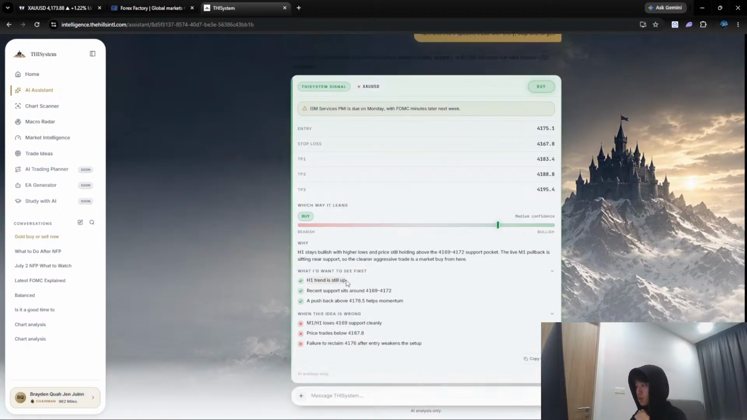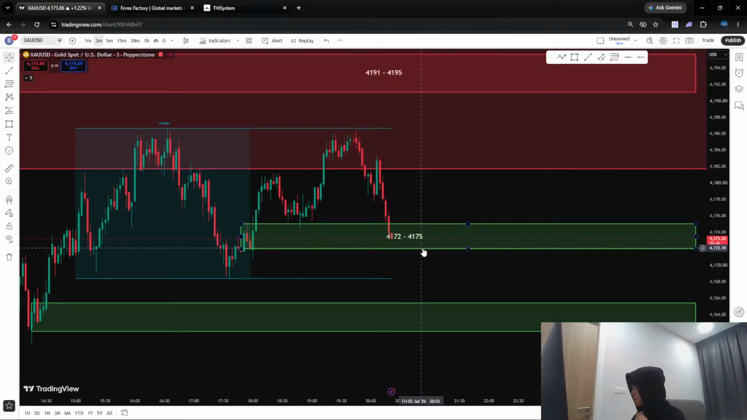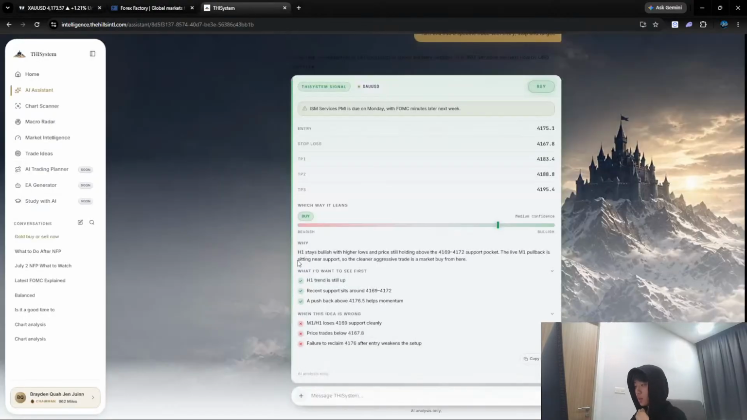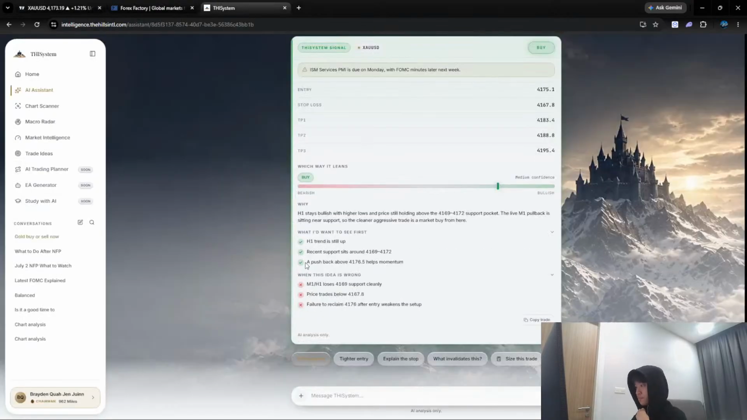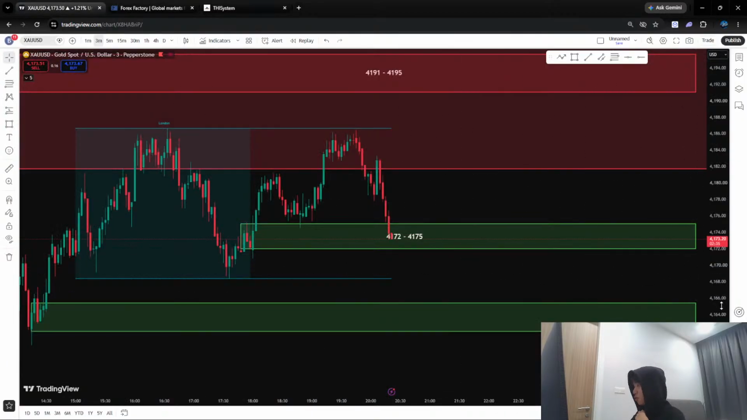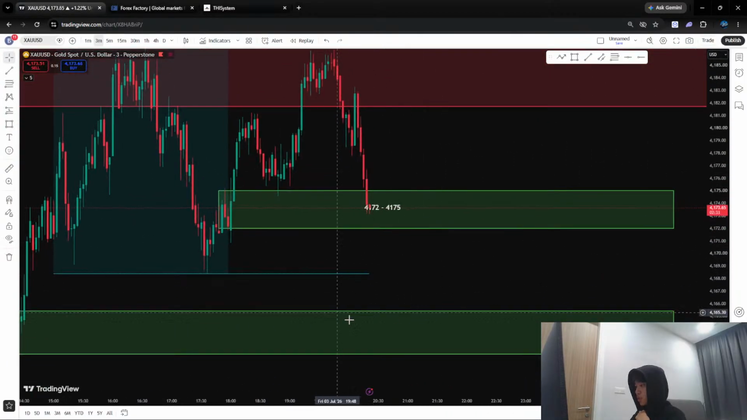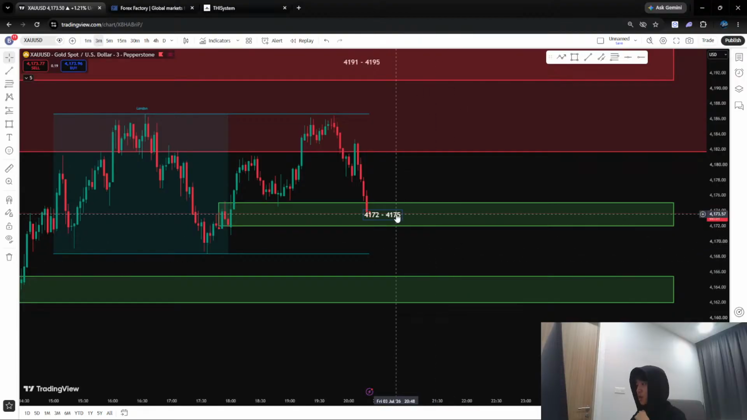Why? Because H1 is still an uptrend. Recent support sits around 4169 to 4172, which is around this area right here. So we can still wait before going for a buy. If it breaks here, then we will aim for this area which I have drawn out right here.